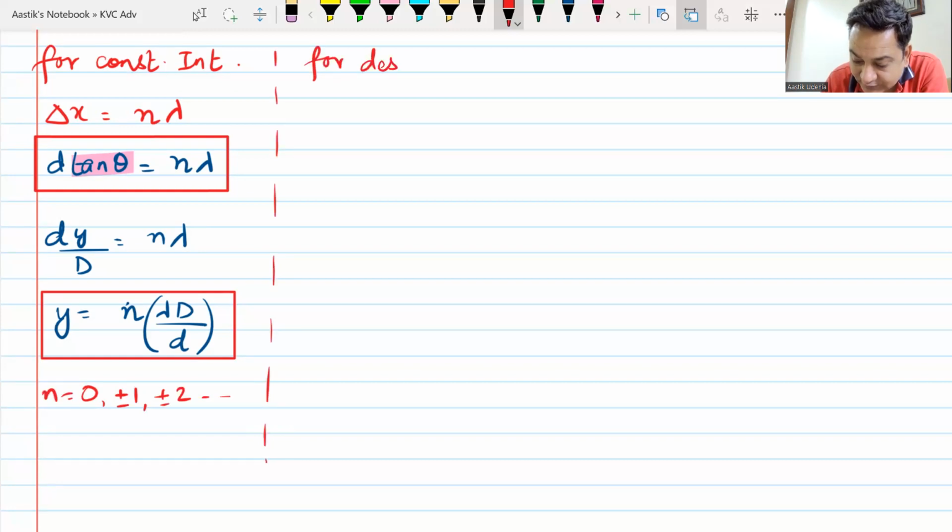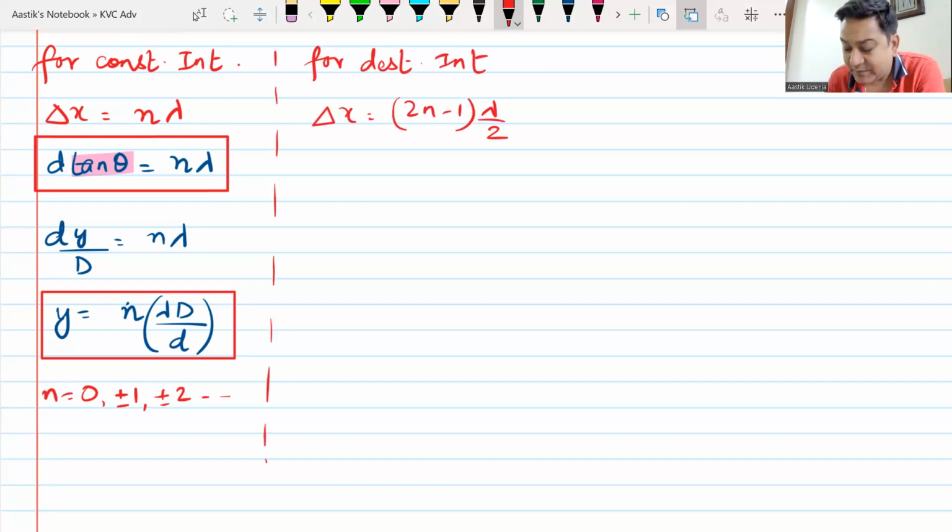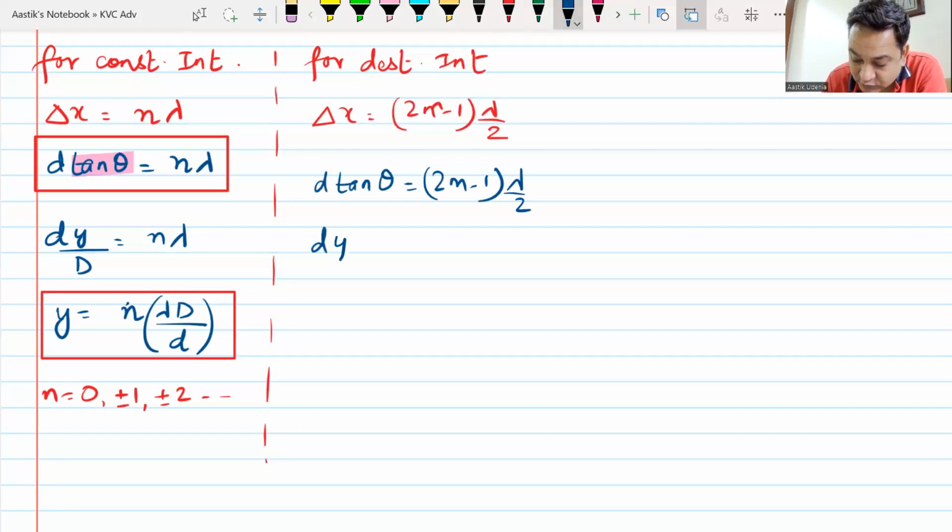For destructive interference, we can do the same thing. For destructive interference, path difference will be (2n minus 1) lambda by 2. Yes or no? Yes, sir. Let me not write it as n, let me write it as m, so that both become different. Now, we already know that the path difference is d tan theta. d tan theta is (2m minus 1) lambda by 2. I hope all of you understand this. Yes. Tan theta value is y by capital D, equal to (2m minus 1) lambda by 2.